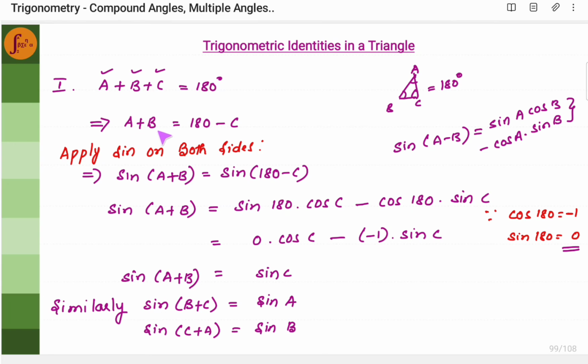Similarly, we did A plus B here. We can do B plus C also. Instead of A plus B, we can say B plus C is equal to 180 degrees minus A, right? And then we'll apply sine on both the sides. So you'll get sine(B plus C) is equal to sine(180 minus A). So the same way if you derive, you will get sine A as the answer. Similarly, sine(C plus A) becomes sine B. Just notice that sine of two angles added is equal to sine of the third angle, right? Sine of (B plus C) is equal to sine of A. Sine of (C plus A) is sine of B.